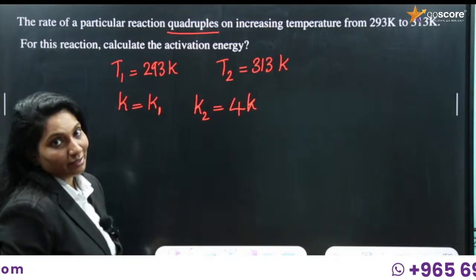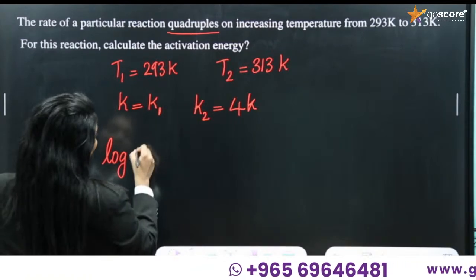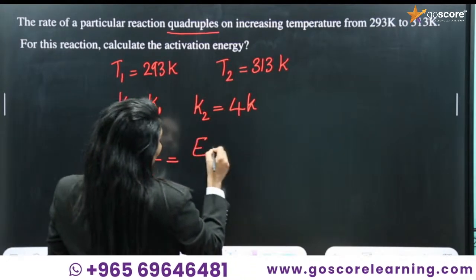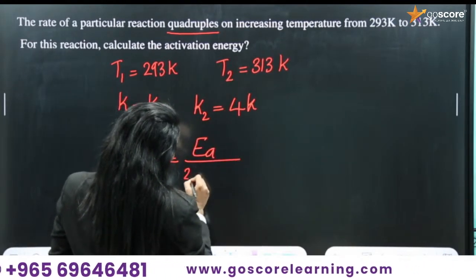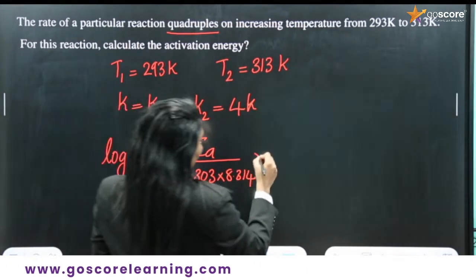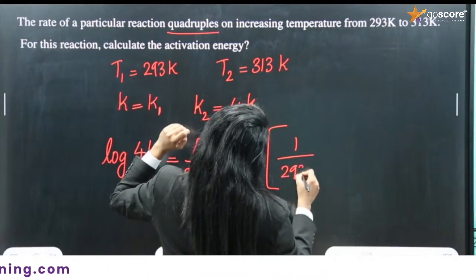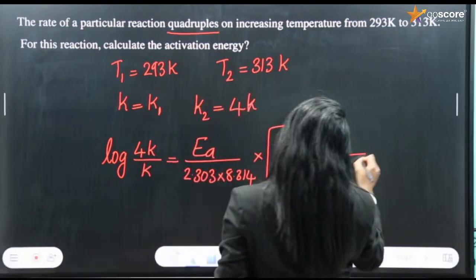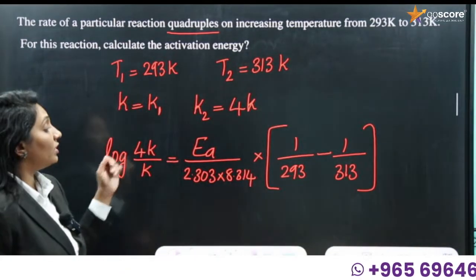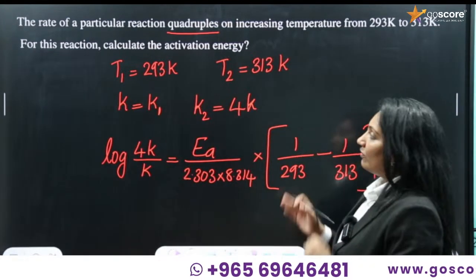Then directly by substituting in the equation, that is, log K2 by K1, meaning 4K by K, equals EA by 2.303 into 8.314 into 1 by T1, which is 293, minus 1 by T2, which is 313. Okay. Here you will get the value for log 4, and by doing the same way what we did for the previous question, we can solve this question.